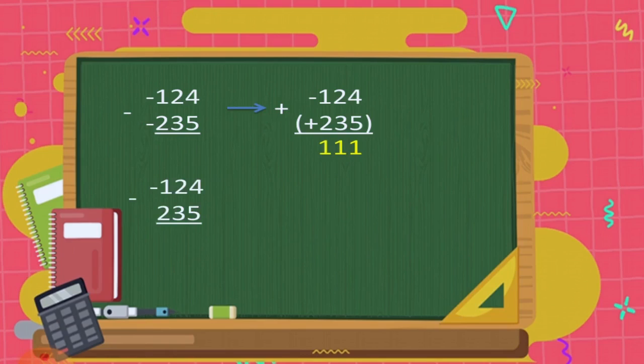Next example. Negative 124 minus positive 235. Change positive 235 to negative and follow the rules of addition. So negative 124 plus negative 235, like signs, add directly the numbers. So the answer is negative 359. Bring the sign of the numbers. Did you get it? Okay.